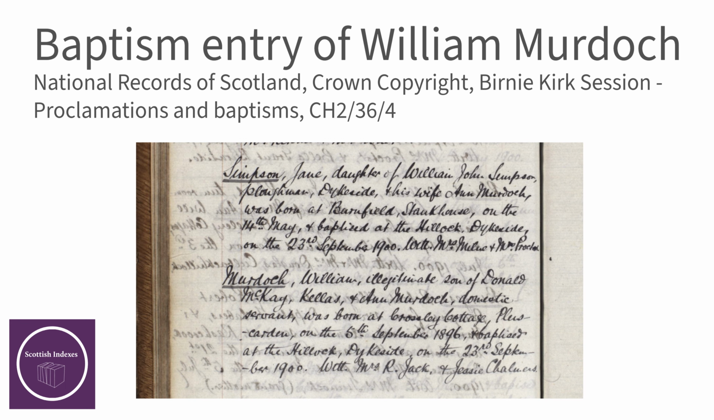Look at this. We've got Jane Simpson, daughter of William John Simpson, and his wife Anne Murdoch. But below we've got William Murdoch, illegitimate son of Donald Mackay and Anne Murdoch. Now, we see here he was born in September 1896, but not baptised until September 1900. So there we go, we have got the answer.